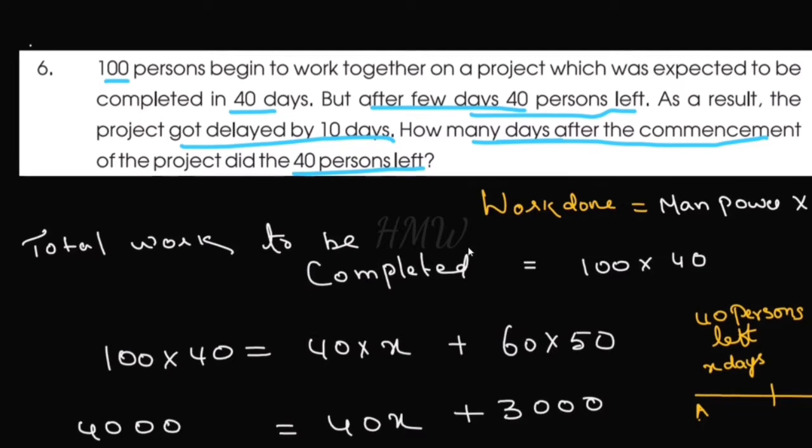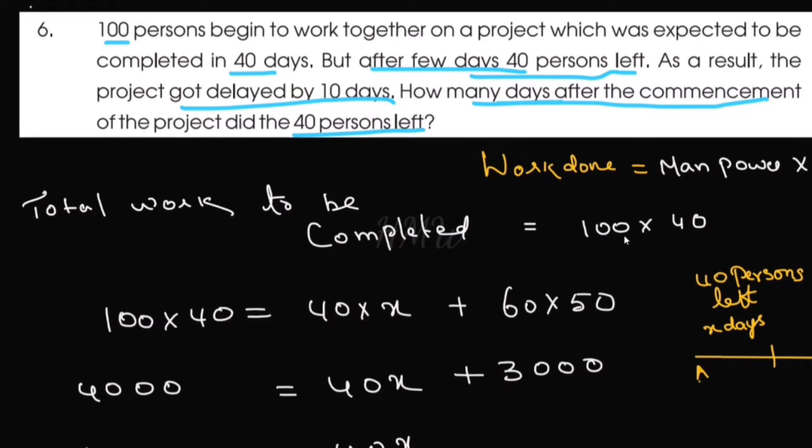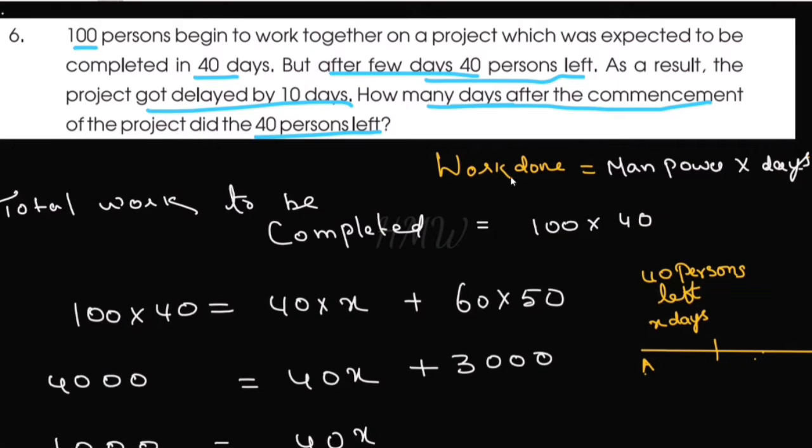Now the total work to be completed. What is the total work to be completed? So total work is manpower. How many people are working? 100. And how many days? 40 days. So the total work is 100 into 40. 100 people are working for 40 days. That much work is to be done.